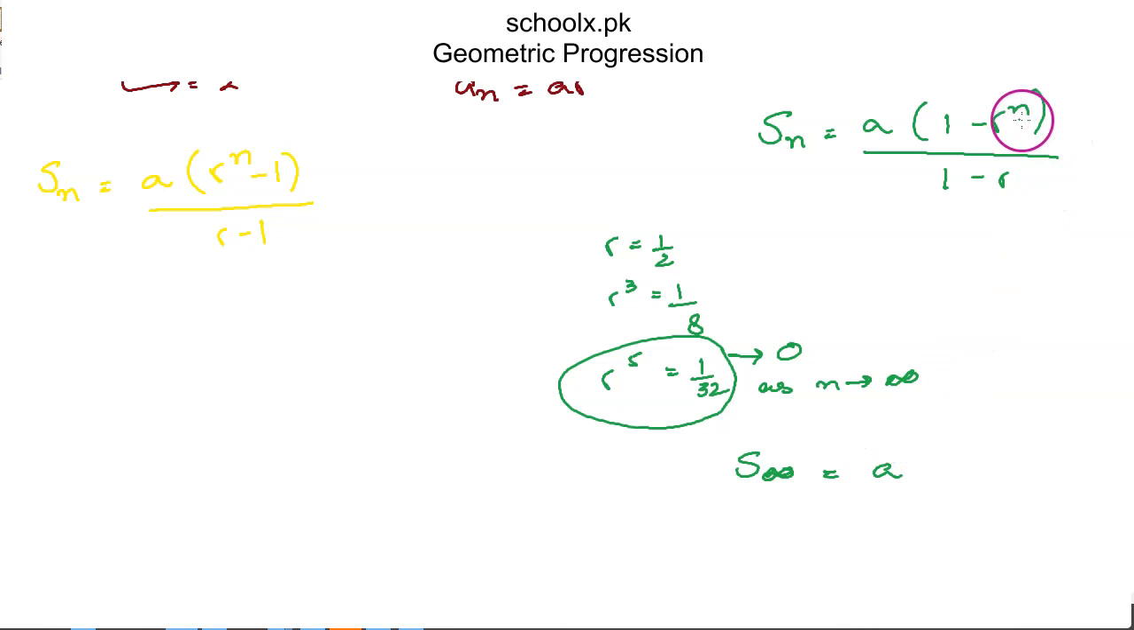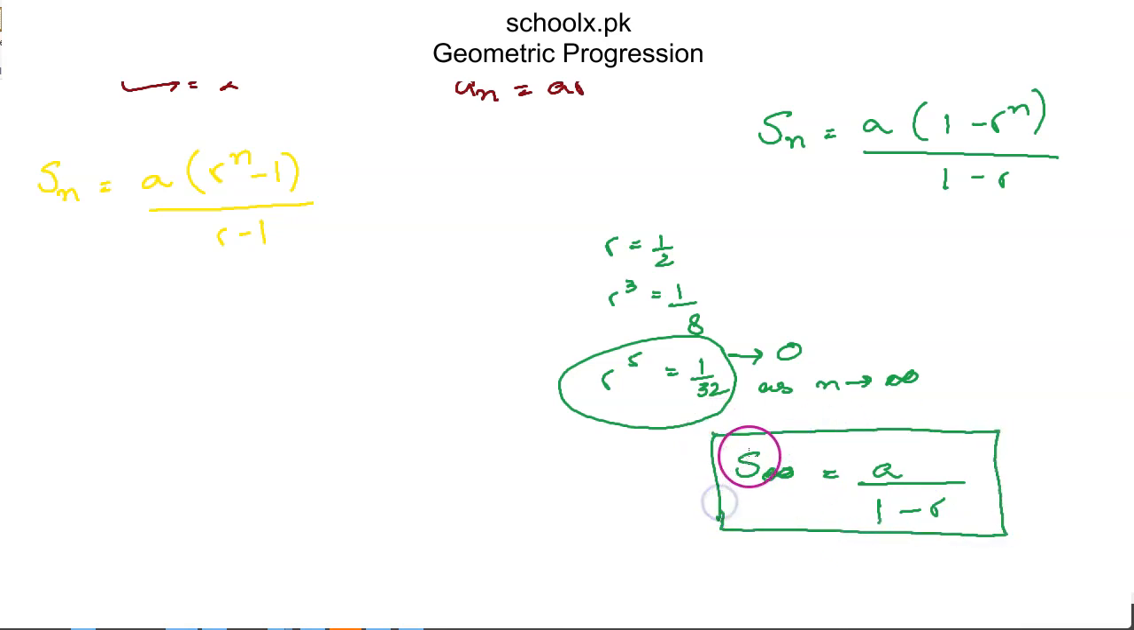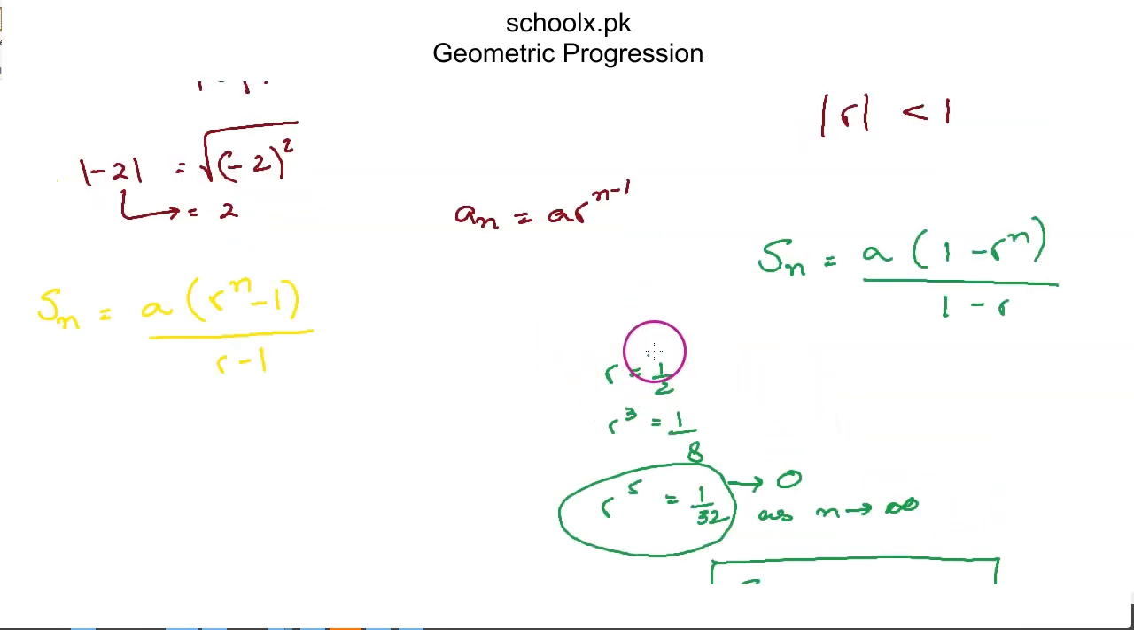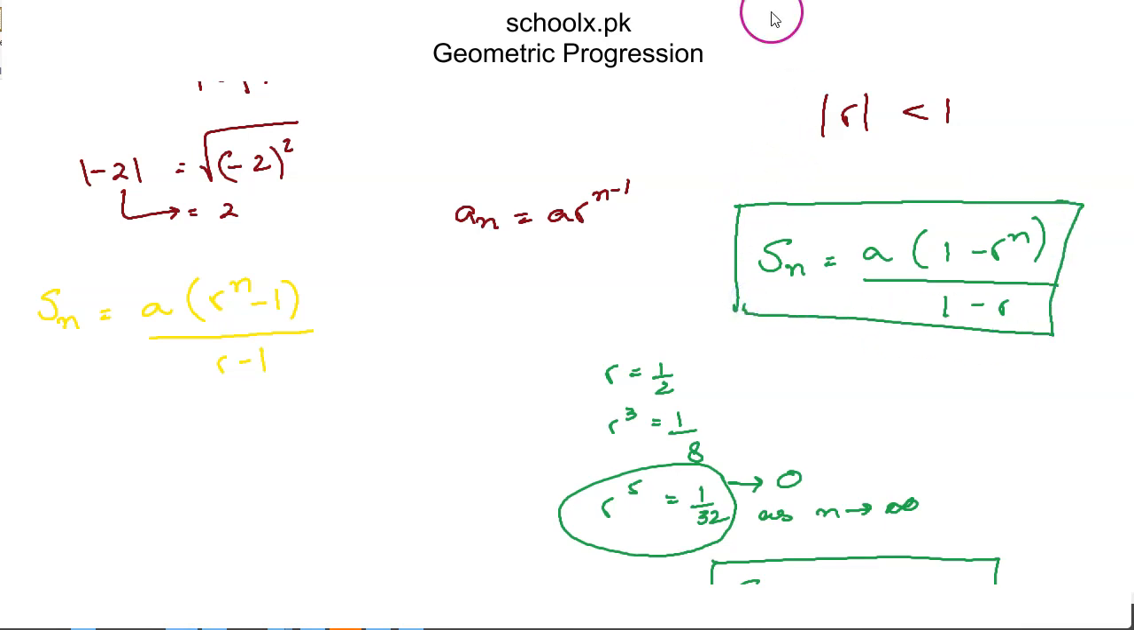So the sum to infinity of a convergent sequence will be a, this will get to 0, 1 minus 0 is 1, and a times 1 is a, over 1 minus r. So this is the formula for the sum to infinity, which is only applicable if the sequence is a geometric convergent. This is for the sum to n terms of a geometric convergent sequence. The one in the yellow color is for the sum to n terms of a divergent sequence, and the formula for the sum to infinity of a divergent sequence doesn't exist.